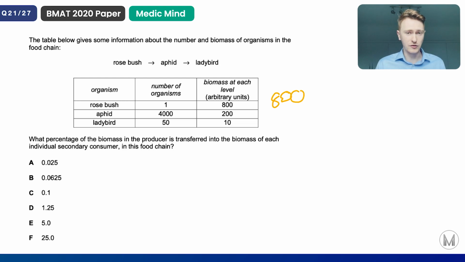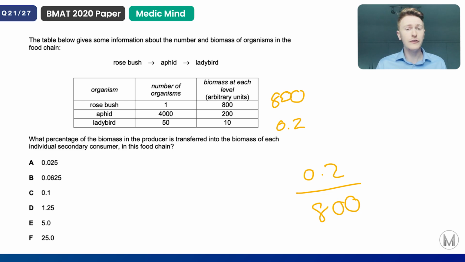And the units are arbitrary. For the ladybirds, we've got 10 biomass units divided by 50 organisms. That's the same as 0.2. So essentially the calculation that we're doing now is 0.2 as a fraction of 800 to work out the percentage energy transfer.